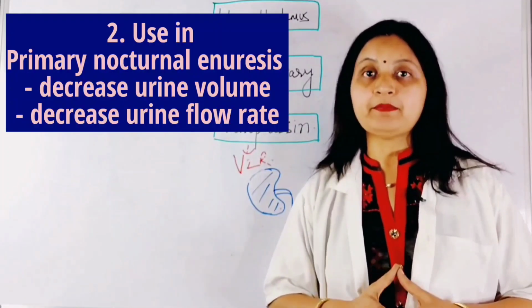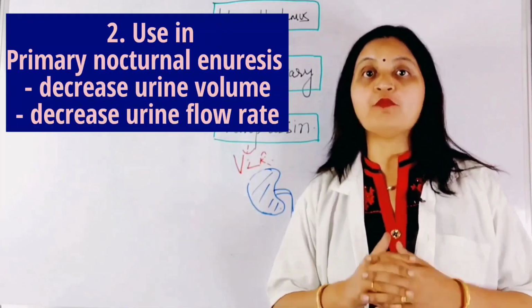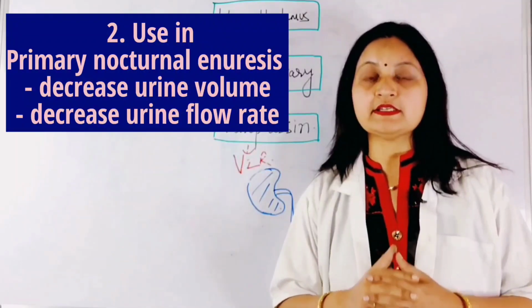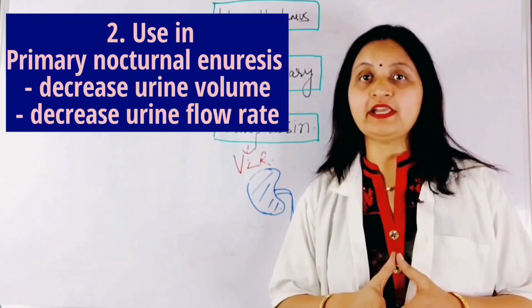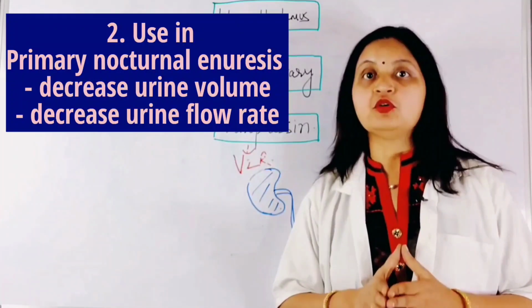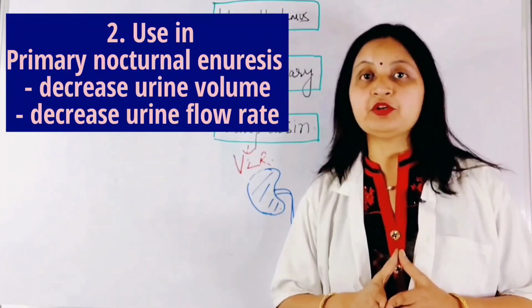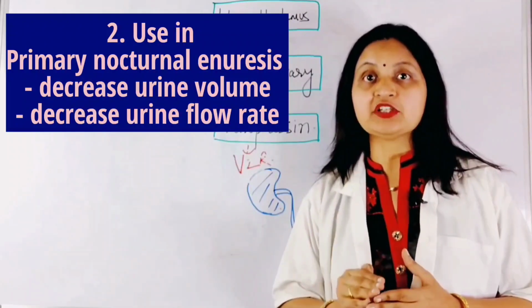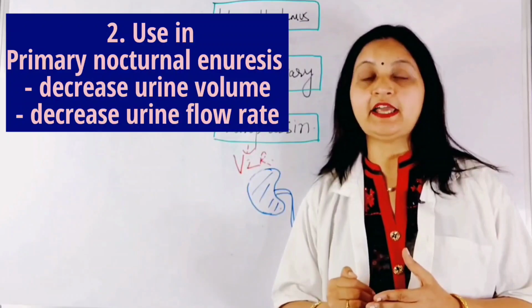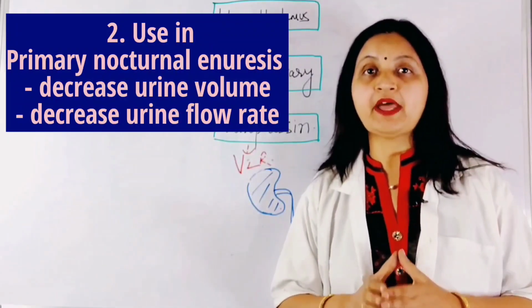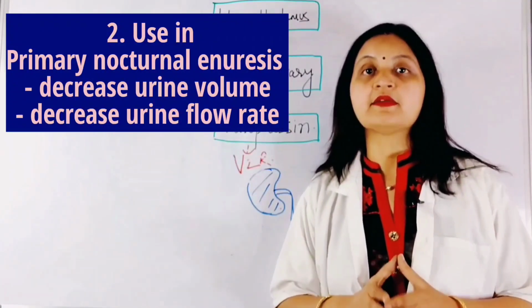Secondly, anti-diuretic peptides can be used for the treatment of primary nocturnal enuresis, where there is increased volume of urine or increased flow rate during the night time. So the anti-diuretic peptides, by producing the anti-diuretic action, reduce the urine flow and the urine volume during the night time, and are useful in treating primary nocturnal enuresis.